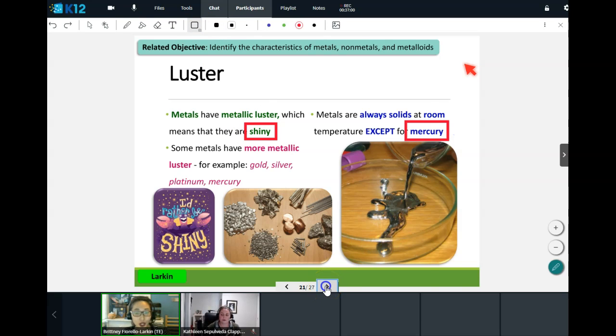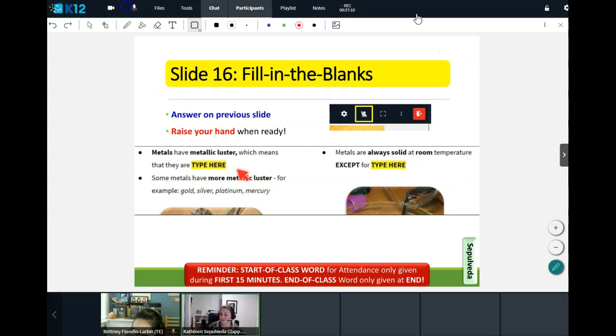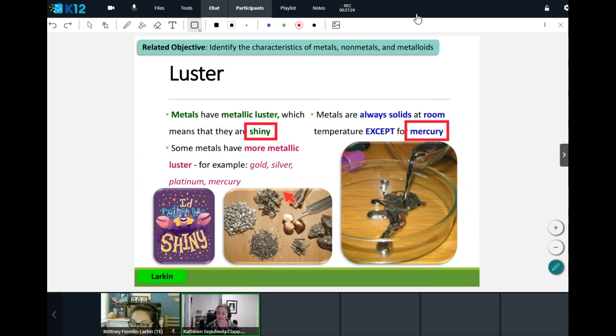Here are your answers to slide number 16. Shiny means they're shiny, like shiny things. Mrs. Holden loves shiny things. And metals are always solid at room temperature except for mercury. So again, shiny and mercury. We'll go back to the last slide. We'll give you about 30 seconds to pop that into your notes, into slide number 16.